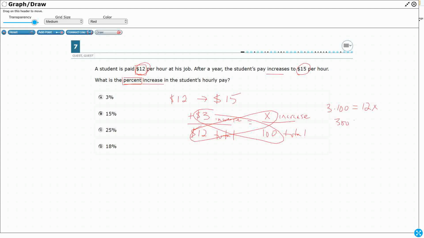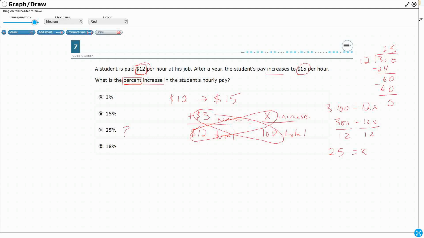So 300 equals 12X. Now we need to divide both sides by 12 using the division property of equality. I don't know how many times 12 goes into 300. So let's see. That's going to be 2 for 24. That's going to be 25. All right, so looks like X equals 25. Now it was 25 over 100, so I'm thinking it's my 25%.